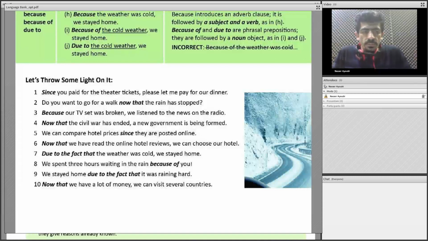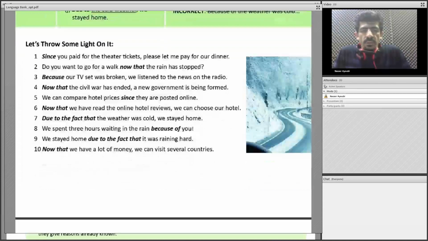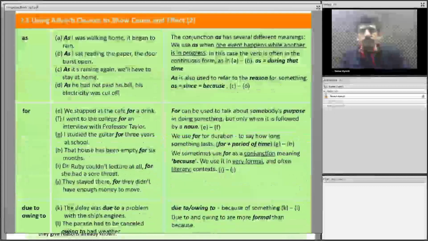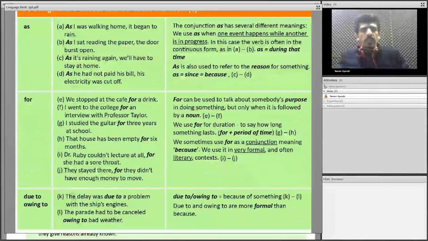Or due to the fact that, number seven, due to the fact that the weather was cold, we stayed home. Or number 10, now that we have a lot of money, we can visit several countries. And the other page starts with as.